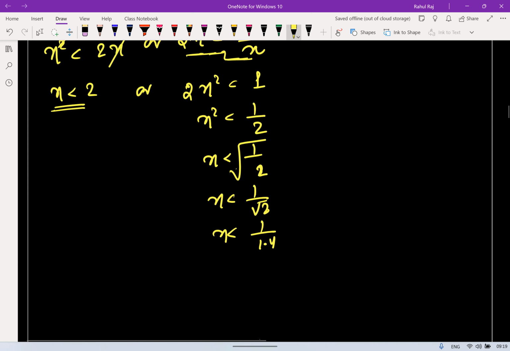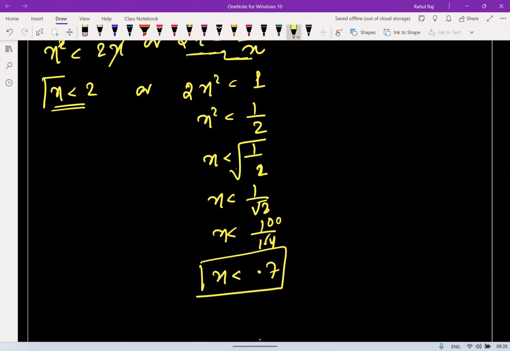So I've written there root 2 is 1.4. Agreed? Now, Alexa, if I remove this and put 0 over here, 1 by 1.4, so can I say 1 by 1.4? If I put more decimal points, it will be 0.714 or something, which is less than 1. So x is technically less than 0.7.